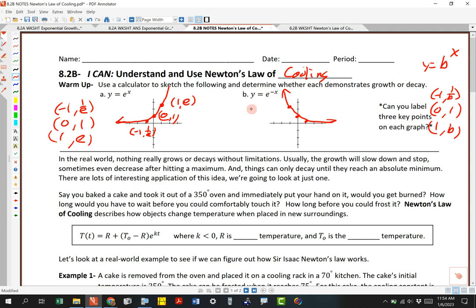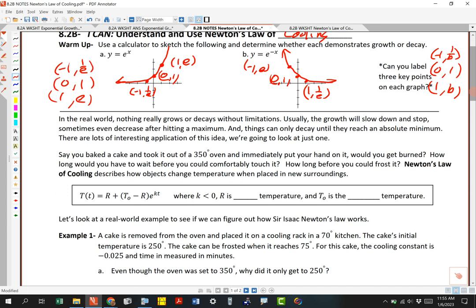There's our sketch, and I could label these -1 comma e, 0 comma 1, and this would be 1 comma 1 over e. You can make an argument for this because you could take each one of those x values, plug it in, and you'd get the right y value. Okay? If you don't remember how to graph exponentials that way, take a look at that. Consider this fair game for a quick draw or something like that. Okay? So, everybody got those?